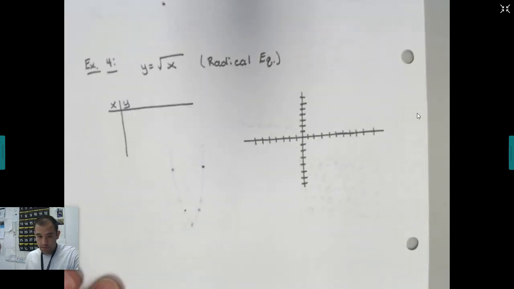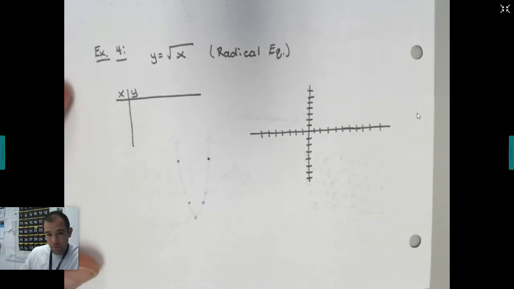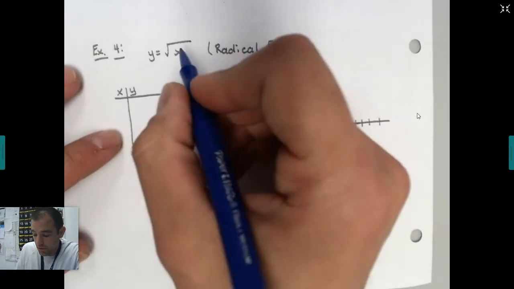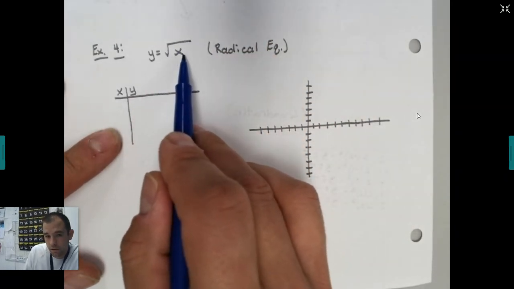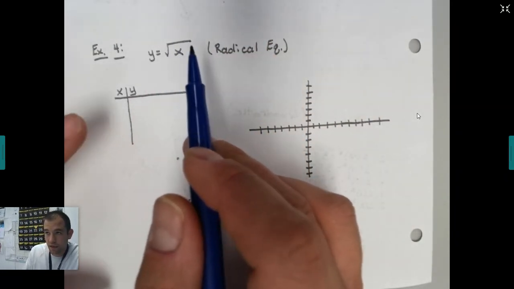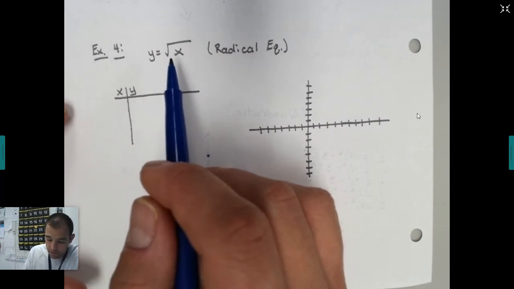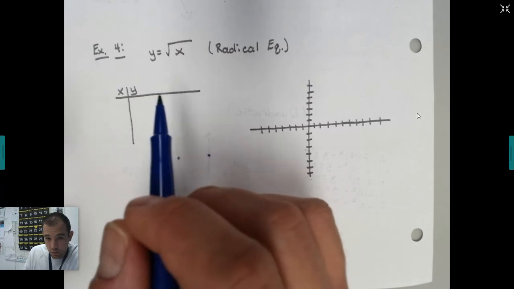All right, the last one, same thing. But this one, we want to make it a little bit easier. We don't want to pick those same numbers we did before. Because if I plugged 2 in here, the square root of 2 is going to give me some kind of ugly decimal, right? I don't want to pick 3 because the square root of 3 is an ugly decimal. So I want to pick numbers that work well.